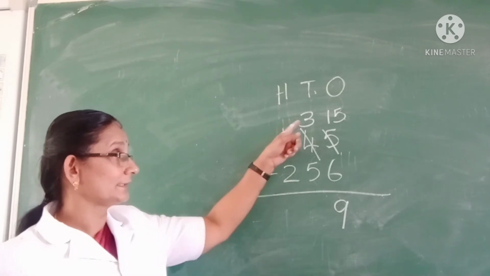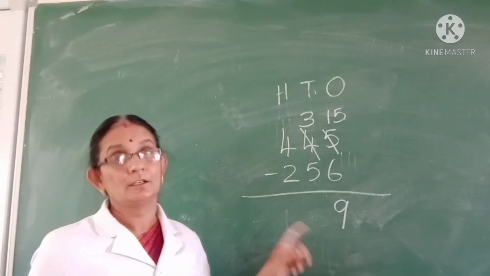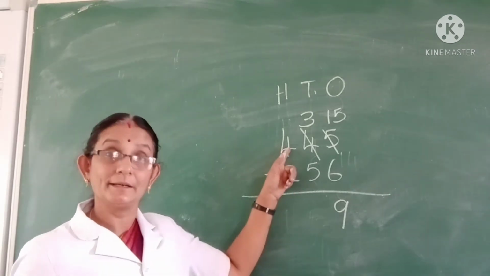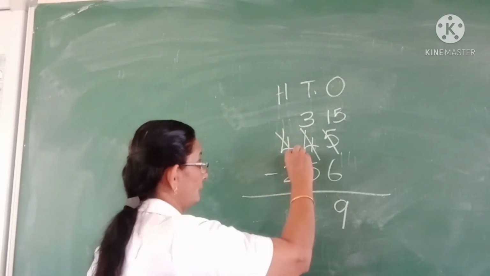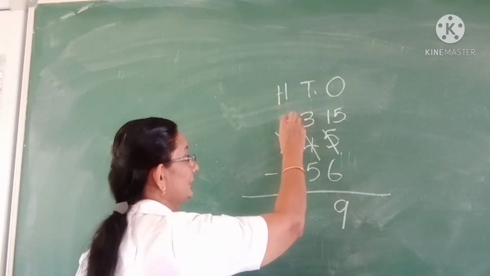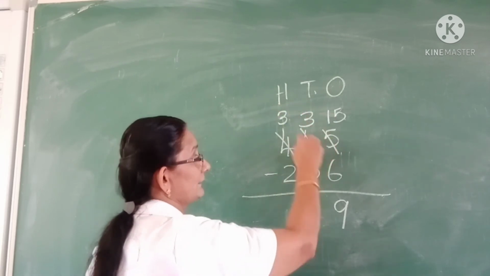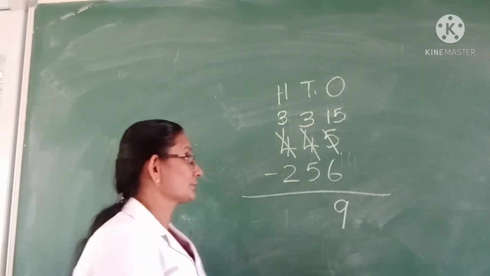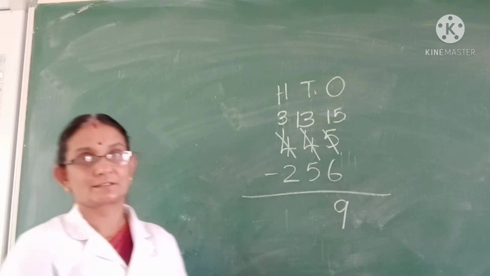Now, again you can see that we have to subtract 5 from 3. Is it possible? No. So, we have to regroup the digit in the hundreds place. So, 4 hundreds can be regrouped as 3 hundreds and 10 tens. Okay. So now 10 tens and 3 tens will give you 13 tens.